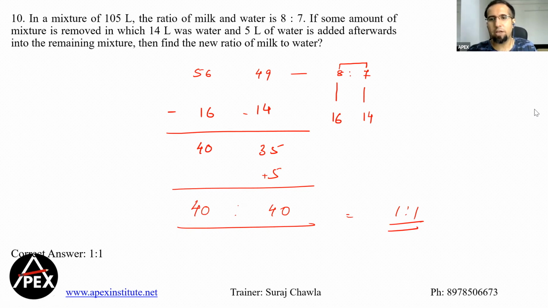After removing 14 liters of water, you will also have 16 liters of milk, because they are in the ratio of 8:7. You cannot remove only one part. Clear? So you are removing 16 liters here, you are removing 14 liters here, and therefore you get 40 and you get 35. And therefore the question says after that you are adding 5 liters of water.